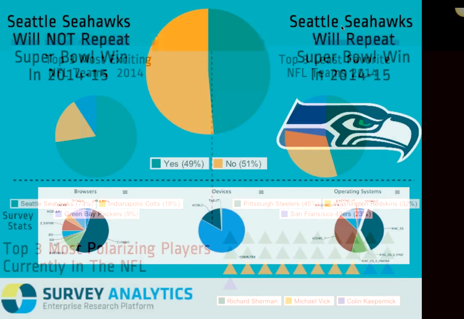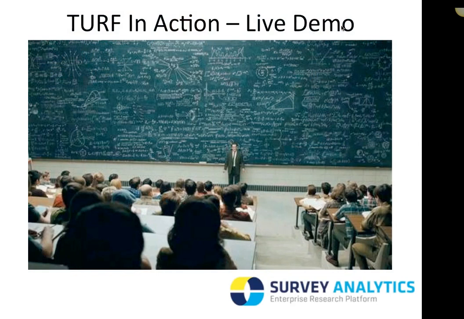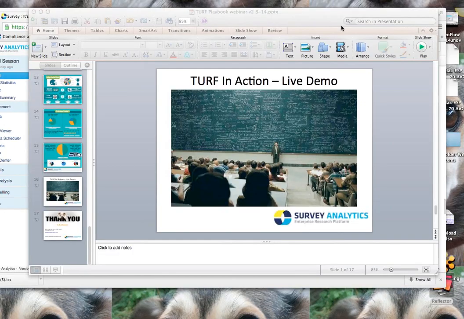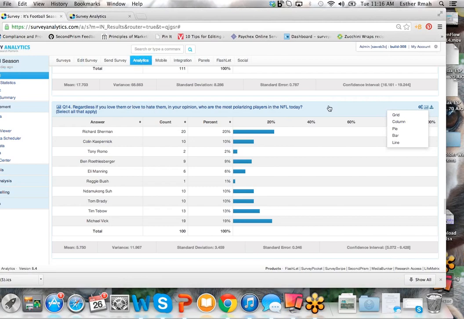And below here, we do have some stats in terms of the types of people that took this survey, including the browser that we collected, what devices they took it on, and then the different kinds of operating systems. And this is to show you that you can run a TURF analysis on multiple platforms and reach different kinds of groups in different areas very easily. So let's go ahead and jump into a live demo, and I'm going to show you where I got these stats and everything. And so let's jump into Survey Analytics.